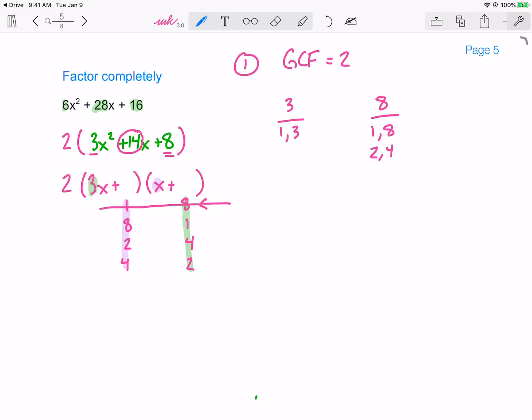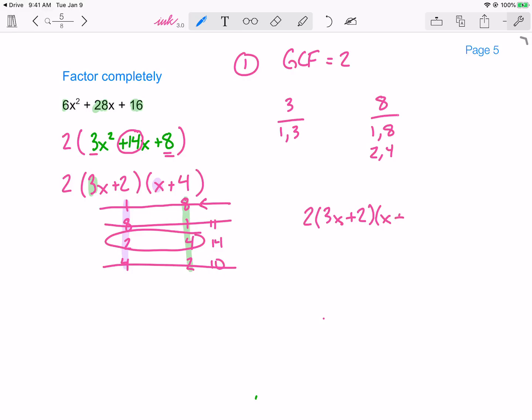So I already know that one's wrong. 3 times 1 gives me 3, plus 8 gives me 11. 11 is not 14. That one's wrong. 3 times 4 gives me 12, plus 2 gives me 14. So this is my winner. And if I look at the last one, 3 times 2 is 6, plus 4 is 10, so that one is also wrong. So this is my factored form. I would write 2 times 3x plus 2 times x plus 4.